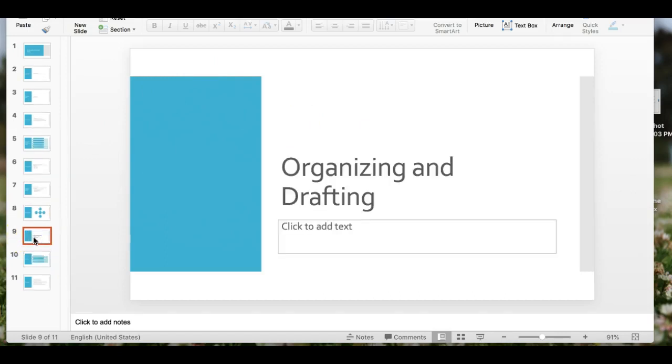So let's talk very quickly about organizing and drafting. There's not much under organizing and drafting because pretty much we've talked about that in some way, shape, or form. We've talked about how to think about the solutions and the major how-tos, and how to do point by point, how to get it to work. So that's a big chunk of it.